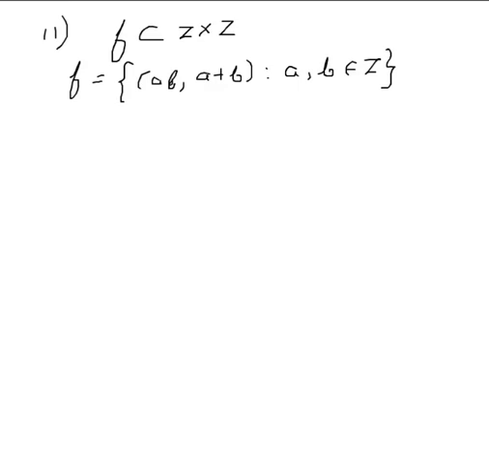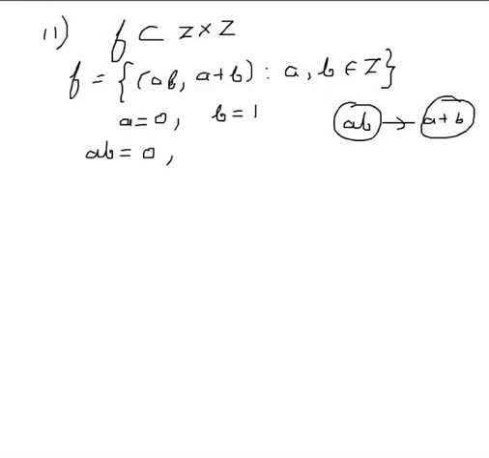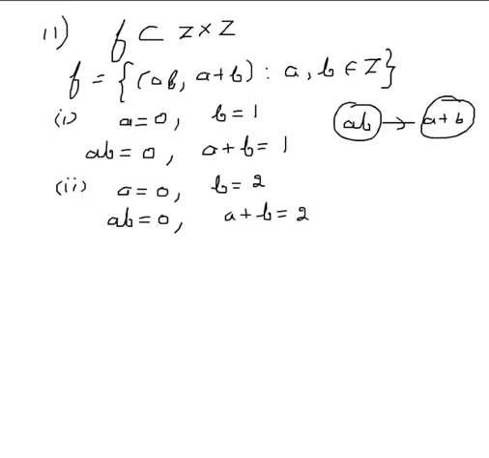I am going to use a counter example. Let us take a as 0, b as 1. So here the element ab is related to a plus b. Now ab is 0 into 1, which is 0. a plus b is 0 plus 1, which is 1. Now another example I am taking. Let us take a as 0 and b as 2. So ab will be 0, but a plus b is 2. Here the same element 0 has image 1 and image 2 also. So the element 0 has many images. Therefore, f is not a function.